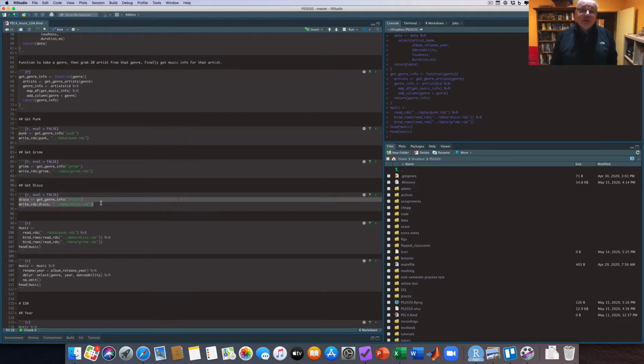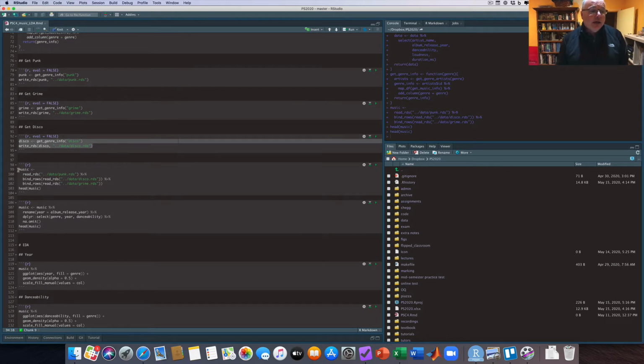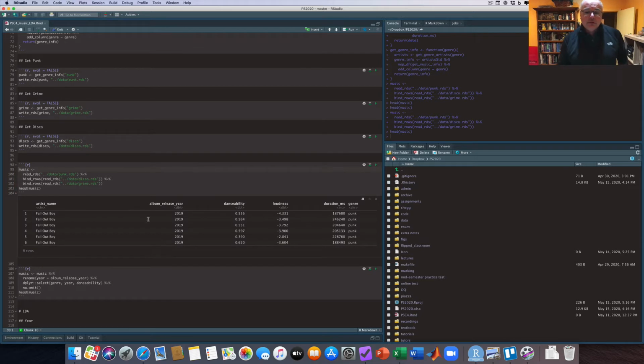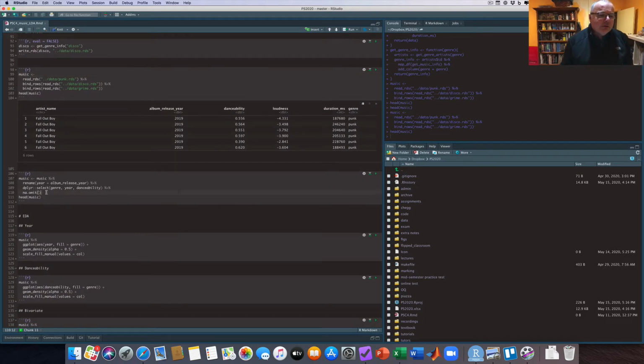Now, this takes time to run, so I've done it all before, and we can now run this. This has been saved, and it downloads it. And you can see what I've got: artist name, the year it was released, the album release, danceability, loudness, duration, genre. Just going to do a little bit of cleaning here.